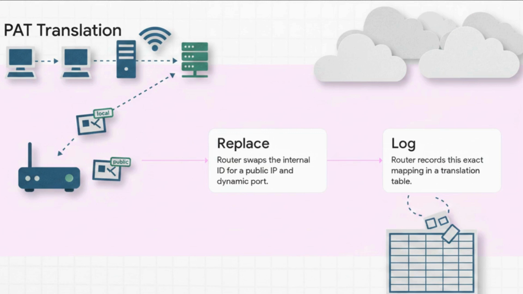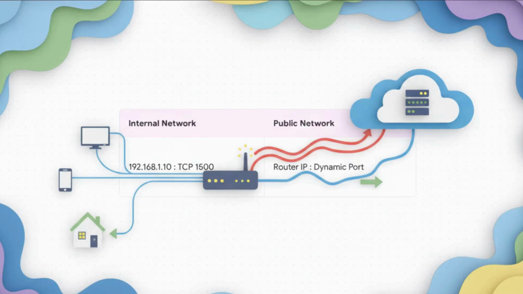Finally, Step 3, and this is crucial, the router logs this entire swap in a translation table, so it doesn't forget who is who. Think of it like a meticulous, highly organized ledger. We call this the router's dynamic translation table. You've got the internal network identity, that 192.168.1.10 with TCP 1500, mapped directly to the public face, which is the router's IP and the dynamic port.